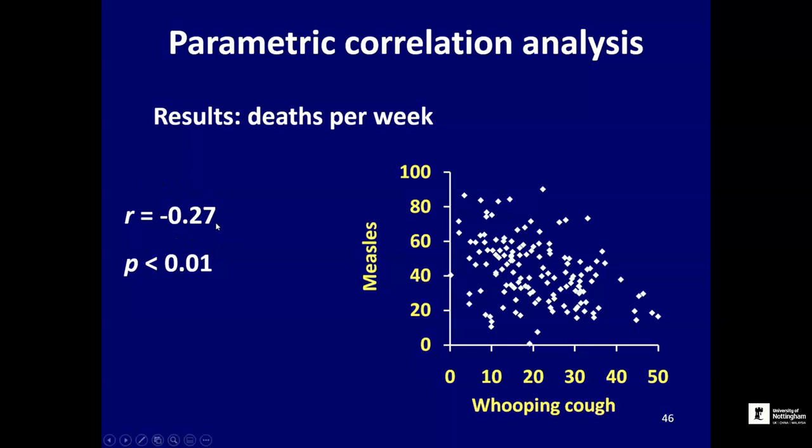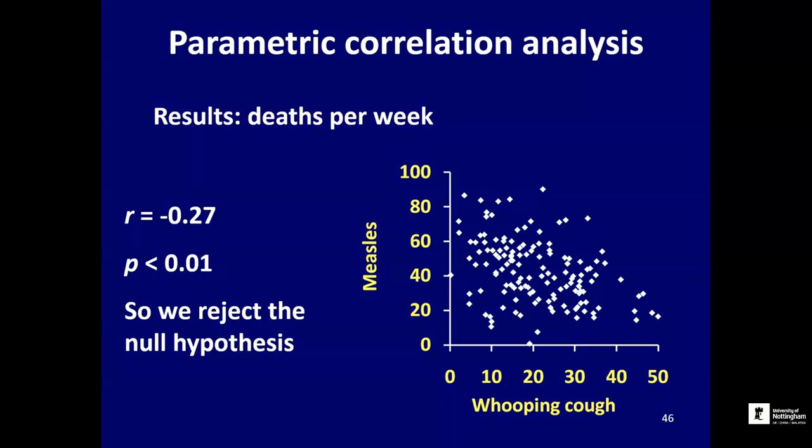The R value here is negative because it's a negative correlation. It's 0.27. Chuck this into a computer, it will tell you R, and then it will tell you that the probability of seeing that weak negative relationship by chance, if the null hypothesis is true, is actually less than 1 in 100. So we would conclude this is a significant relationship. Measles and whooping cough are indeed negatively associated. We'll reject the null hypothesis, we've got a correlation.